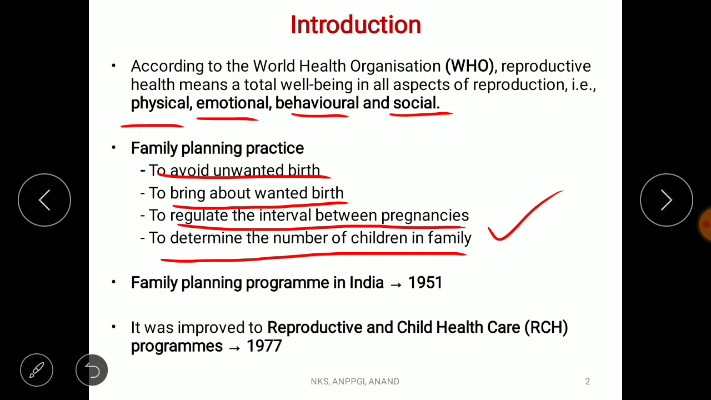So family planning programs in India were started in 1951. Later it was improvised and called the Reproductive and Child Health Care Program, the RCH program, and it was started in 1977.